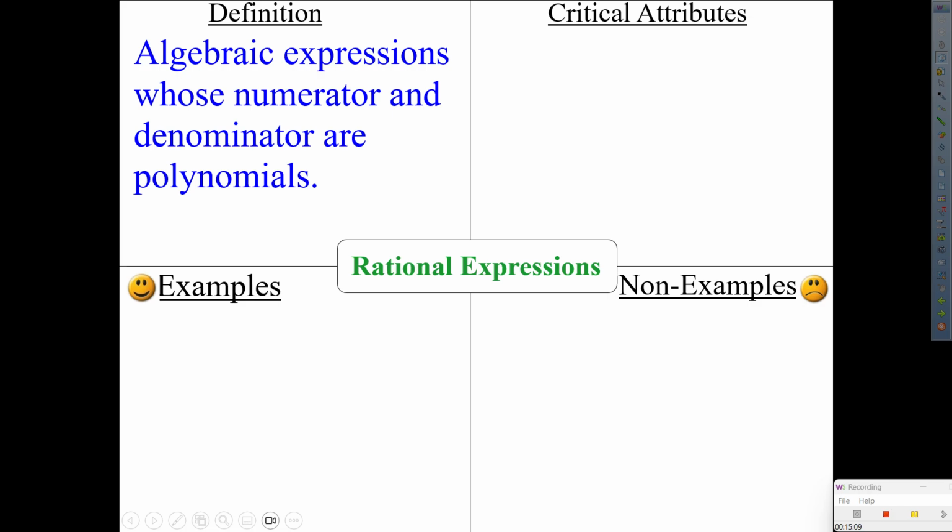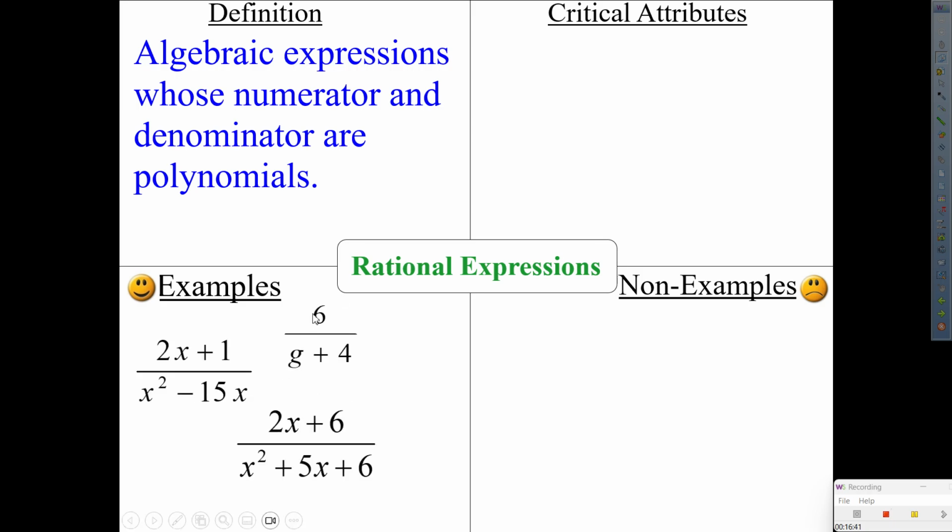So, algebraic expressions whose numerator and denominator are polynomials. Now, I'm assuming you know what polynomials are. Polynomials are expressions that have many terms or many parts. And they have variables and a bunch of stuff like that. However, they don't have equal signs. That's why they're called what? Expressions.